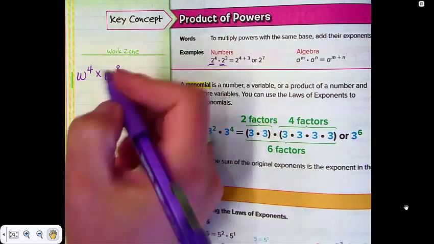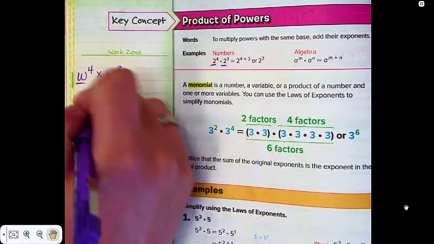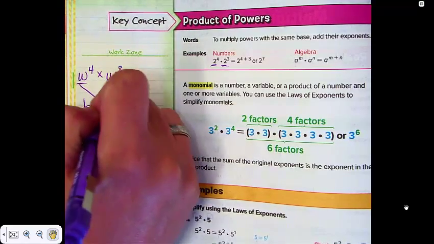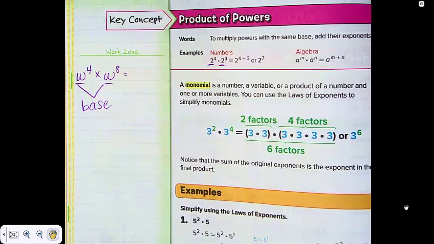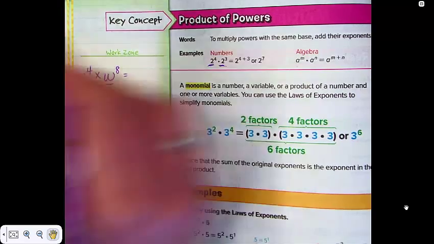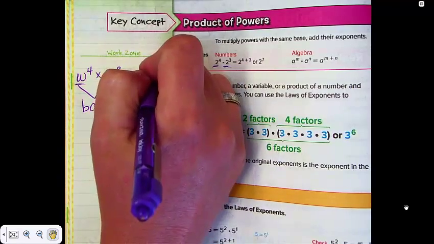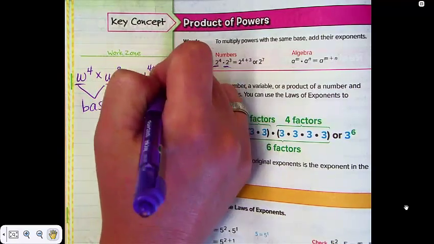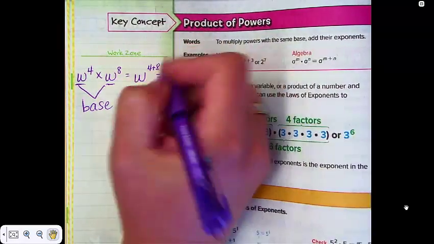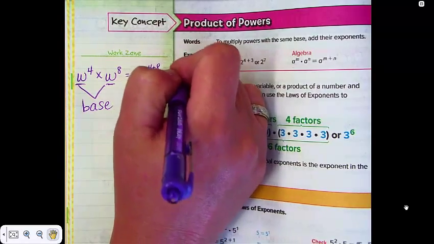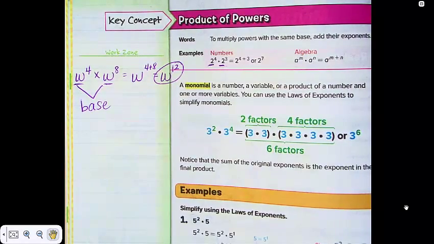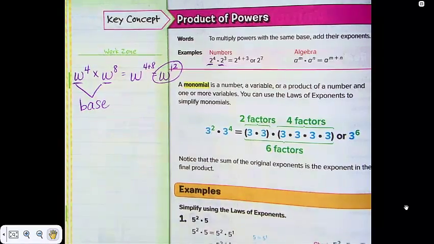Well, do I have the same base? Yes, my base is w on both of these. So I have the same base, the common base of w. So my answer is going to be w to the something. In this case, I have to add the exponents because I have the same base, so my answer is 4 plus 8. So my answer is w to the 12th power, because 4 plus 8 is 12.